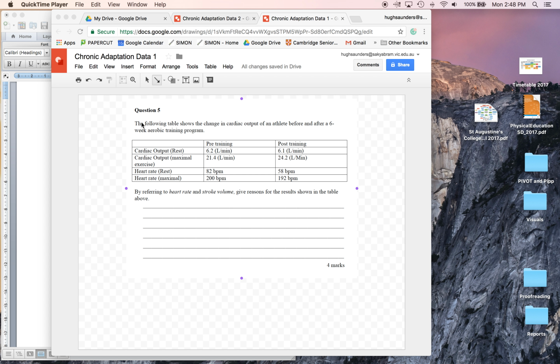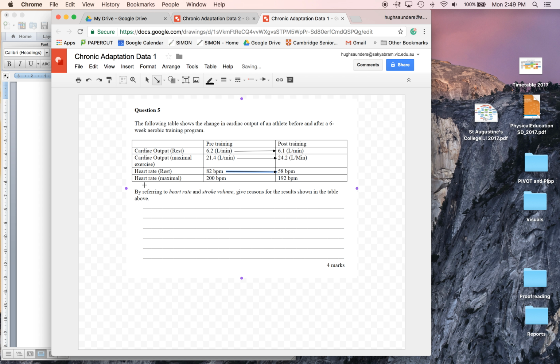Okay, so question 5 has a table in this case, so we need to analyse the table, and it shows the difference pre and post an aerobic training program. It lists our cardiac output and heart rate at rest and maximal exercise, and what the results were pre and post training. So what we can tell from the table is, we compare between the two. Cardiac output at rest pre and post training is unchanged. Cardiac output at maximal exercise, however, is increased. Heart rate at rest has decreased from 82 down to 58, and heart rate at maximal has decreased slightly.